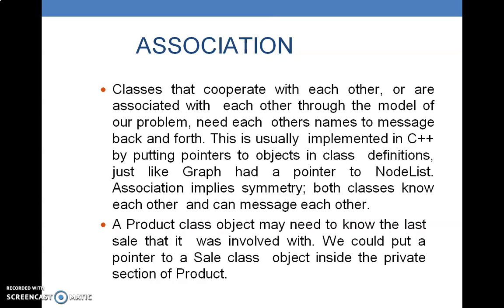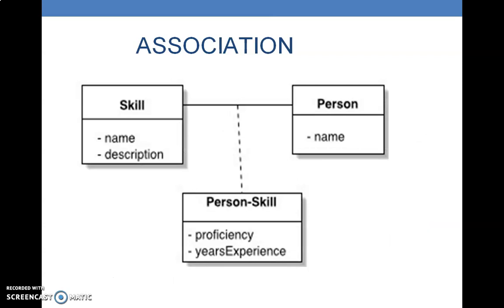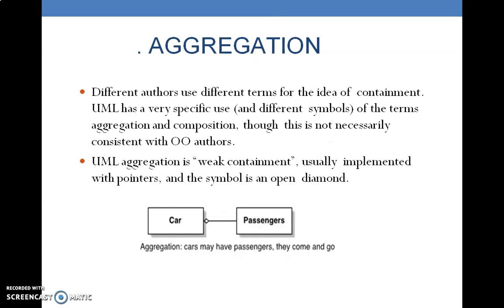Next one, association. Association is nothing but classes that cooperate or associate with each other in the model. In this association, if you take a skill, it has the name of the skill and the description. If you take a person, it has who the person is, what skill he is taking, and the name of the person. The association is person and skill: the name of the person, the description, the years of experience in this particular skill, and the proficiency of the skill.